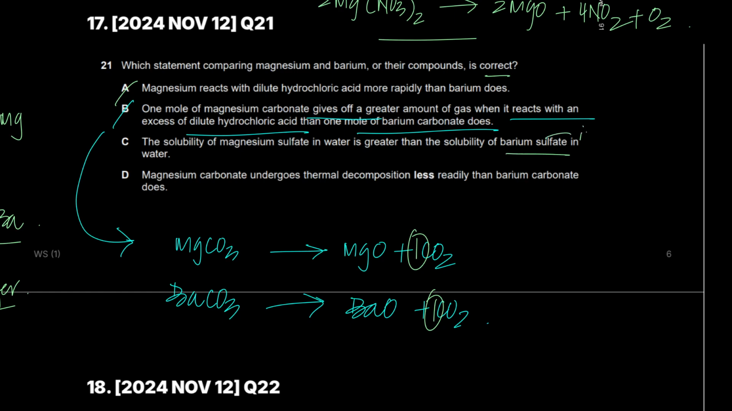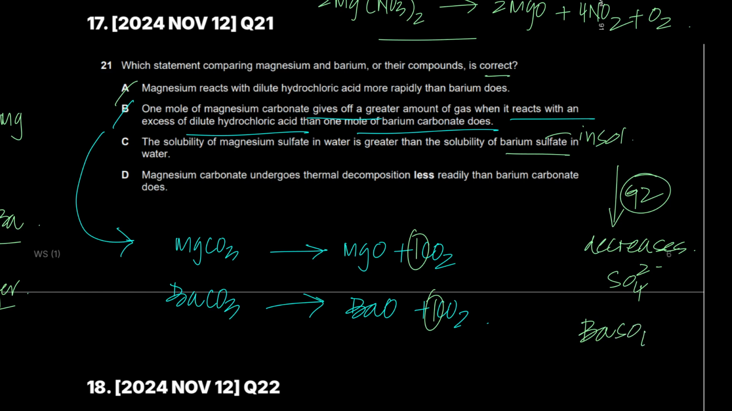Barium sulfate is insoluble in water, because you know the solubility trend down group 2. What happens to solubility down group 2? It decreases for sulfates and increases for hydroxides. And we've seen it: barium sulfate is a white precipitate, right? Magnesium sulfate is soluble, so that's actually correct. It's saying the solubility of magnesium sulfate is greater. It is greater, right? That's why barium sulfate forms a precipitate, but magnesium sulfate is soluble. So C is absolutely the correct option, right?